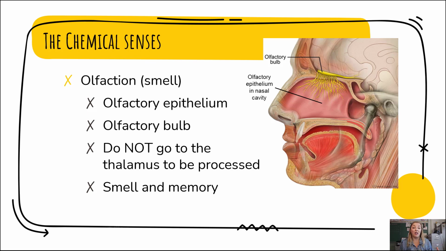The sense of smell, or olfaction, does not go to the thalamus to be processed, unlike the other senses we've talked about. The sense of smell is actually processed inside of the olfactory bulb. The olfactory bulb is located directly next to the hippocampus, which means that our smell and our memory are highly connected. Have you ever experienced a smell that immediately makes you think of a memory? The smell of French fries might take you back to a job you once had. So because the olfactory bulb is so close to the hippocampus, the sense of smell and memory are highly connected.